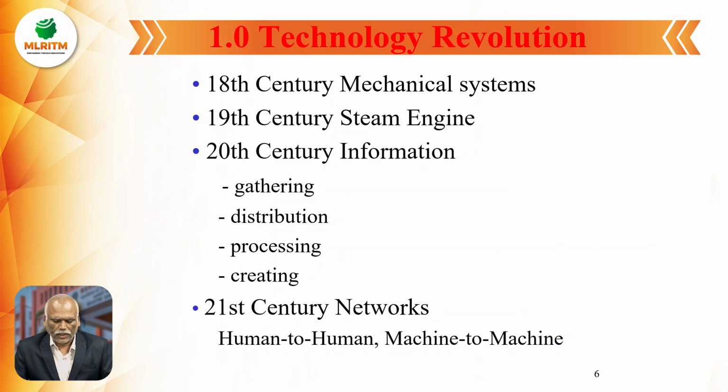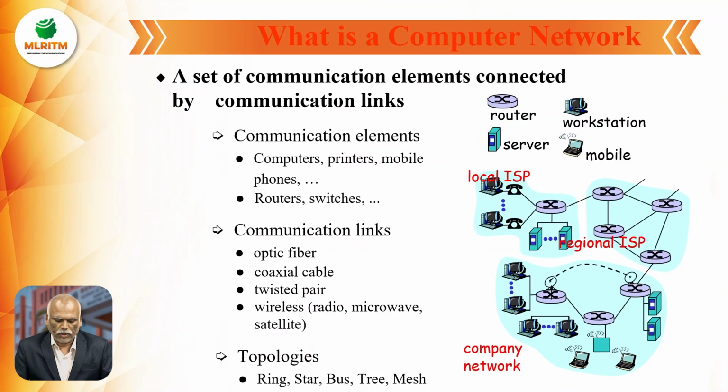In the 20th century, information is the evolution. As part of information, gathering, distribution, processing, and creating is the thing. Next, in the 21st century, it is communication, that is sharing the information that is created. Human to human communication and machine to machine communication is the evolution of the 21st century. At first we see what a computer network is.